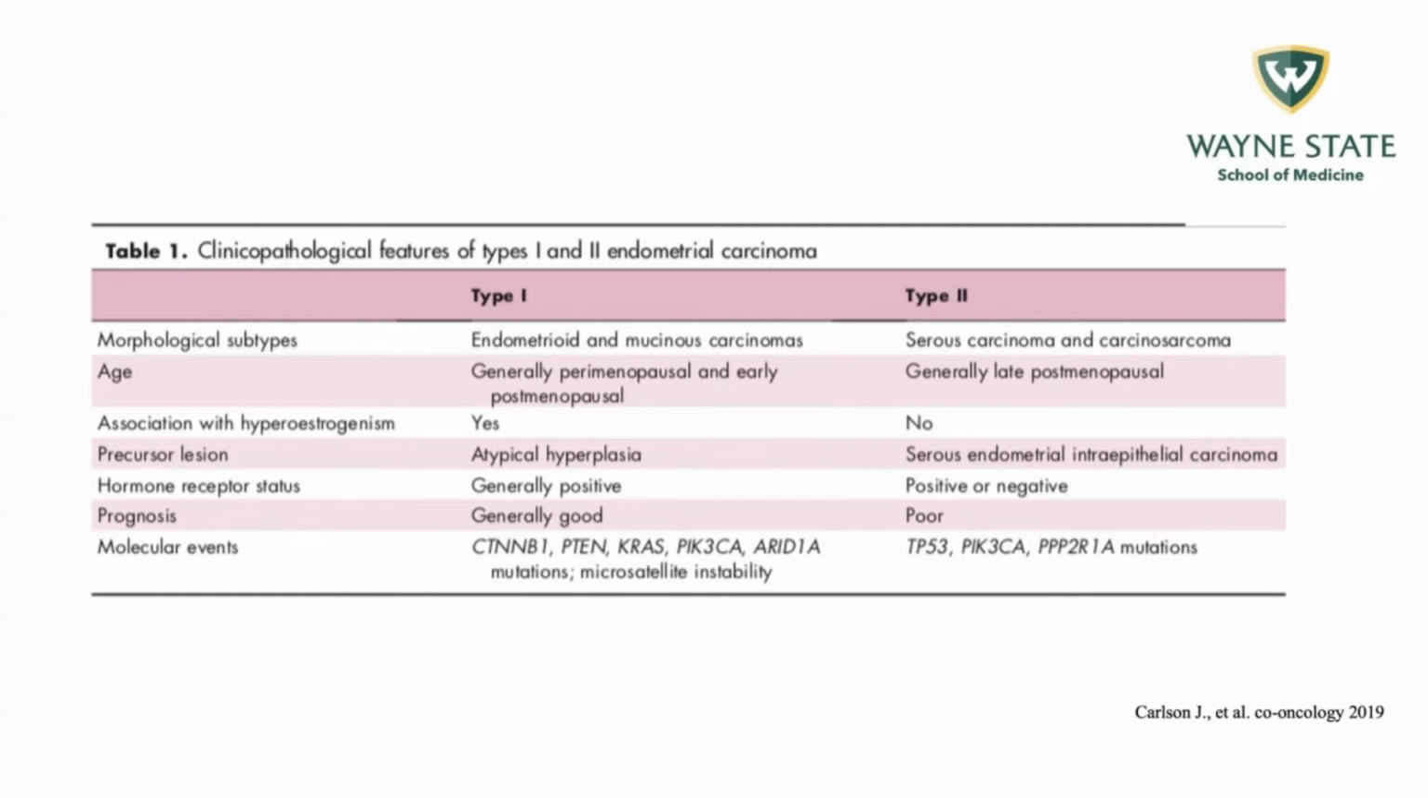If we compare it to type 2, by default it is high-grade carcinoma, and it is either serous or carcinosarcoma. It generally occurs in elderly patients. We used to call them skinny patients, but not anymore. Even obese patients can be affected. The precursor lesion is serous intraepithelial carcinoma, and we emphasize the word serous because we don't want it to be confused with EIN. The prognosis is bad in general, and the molecular event is mainly P53 mutation.